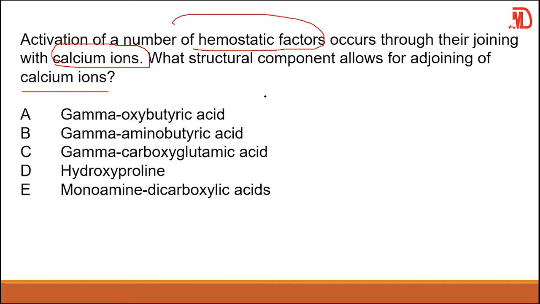Some of the coagulating factors include factors 2, 7, 9, and 10. And sometimes we have to call protein Z or factor Z. So, like I said, these are the coagulating factors that are dependent on vitamin K and hence calcium accumulation. It needs calcium to be attached to it, but it works best in the presence of what? Vitamin K. So please take note.